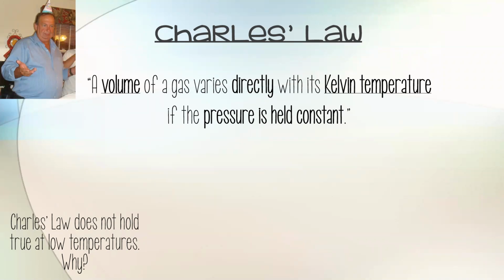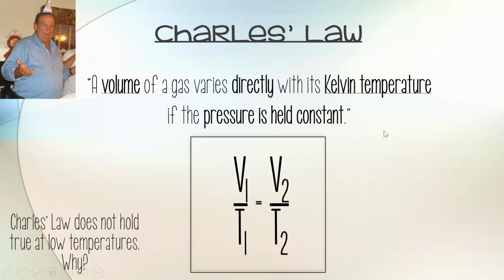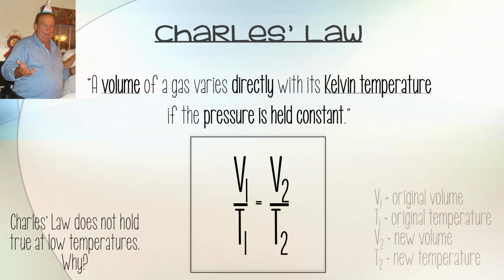And Kelvin temperature, so you have to make sure you're converting. Pressure we don't care about because it's not included. Volume has to be in liters or milliliters. So the equation for Charles' Law is V1 over T1 equals V2 over T2.